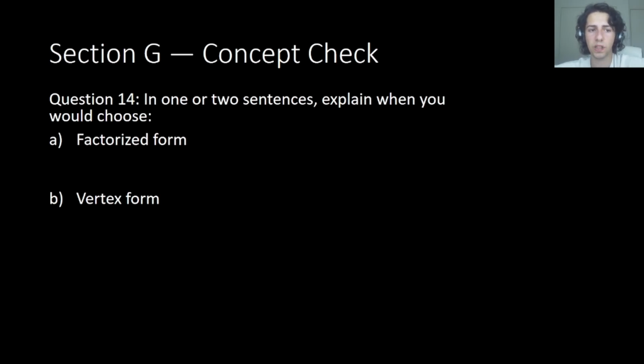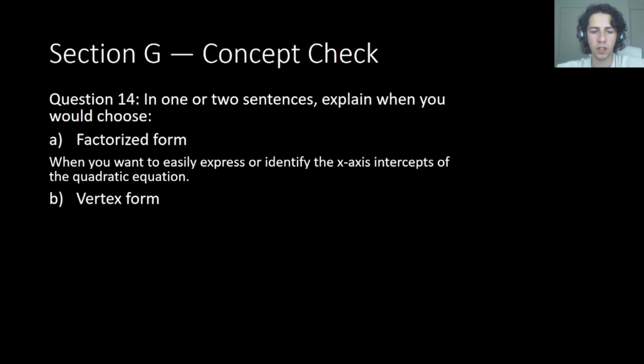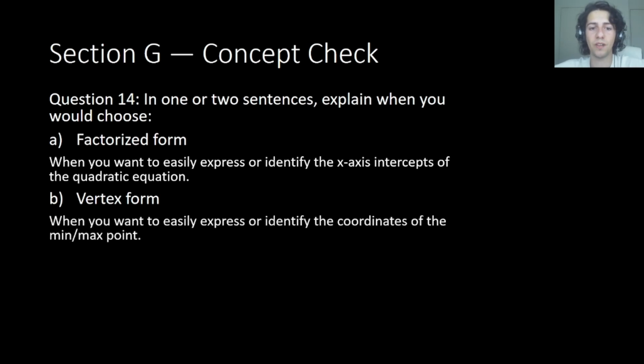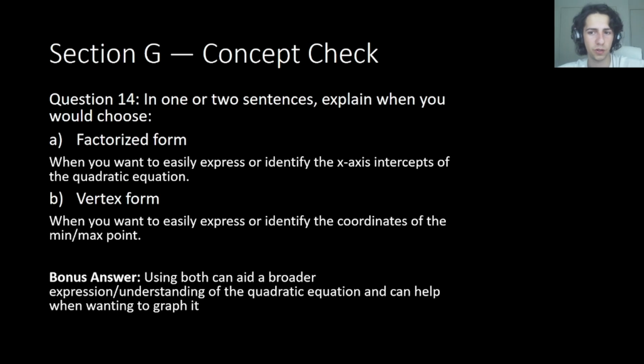In one or two sentences, explain when you would choose A, factorized form, and B, vertex form. Now, this is similar to our last question, but for factorized form, this is when you want to easily express or identify x-axis intercepts within the quadratic equation. For B, vertex form, this is when you want to easily express or identify the min or max points. So factorized forms, x-axis intercepts, and vertex form, min or max points. And a bonus answer, you can actually use both to broaden your whole horizon of the graph and understanding of it, and it will help you graph it much more easily when you want to include all the intercepts and vertices. Except you would need to put it in standard form or solve for that to get the y-intercept.